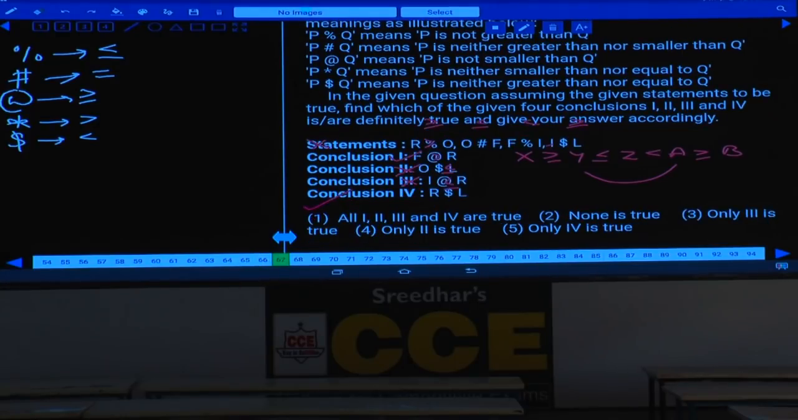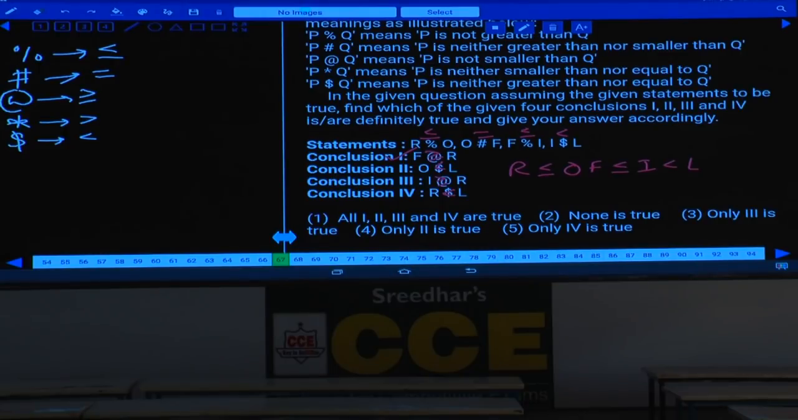Then question number 67. Now in 67, percentage stands for what? Percentage stands for lesser than or equals to, hash stands for equals to, and dollar stands for lesser than. At the rate of is greater than or equals to. Now r lesser than or equals to o equals to f, f lesser than or equals to i lesser than l. Then the relation between f and r. R lesser than or equals to f, f greater than or equals to r, definitely true.